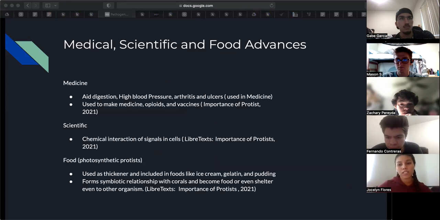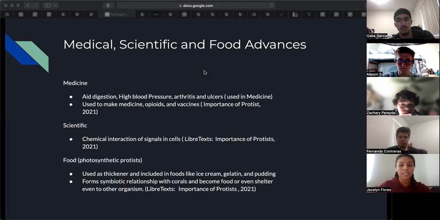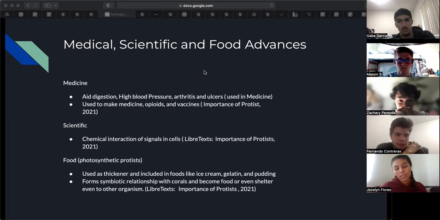So despite the harm pathogenic protists can cause, these unicellular organisms have proved useful in medical advances, scientific breakthroughs, and food advances. In medicine, protists are used to help aid in digestion and break down food. Scientific advances have utilized protists to study cell chemical interactions and the signals used by cells in the bloodstream. Food advances have typically only used algae extracts. Algae is utilized in food as a thickening or gelling agent, which imparts viscosity to food and sets a thicker structure in the mix.